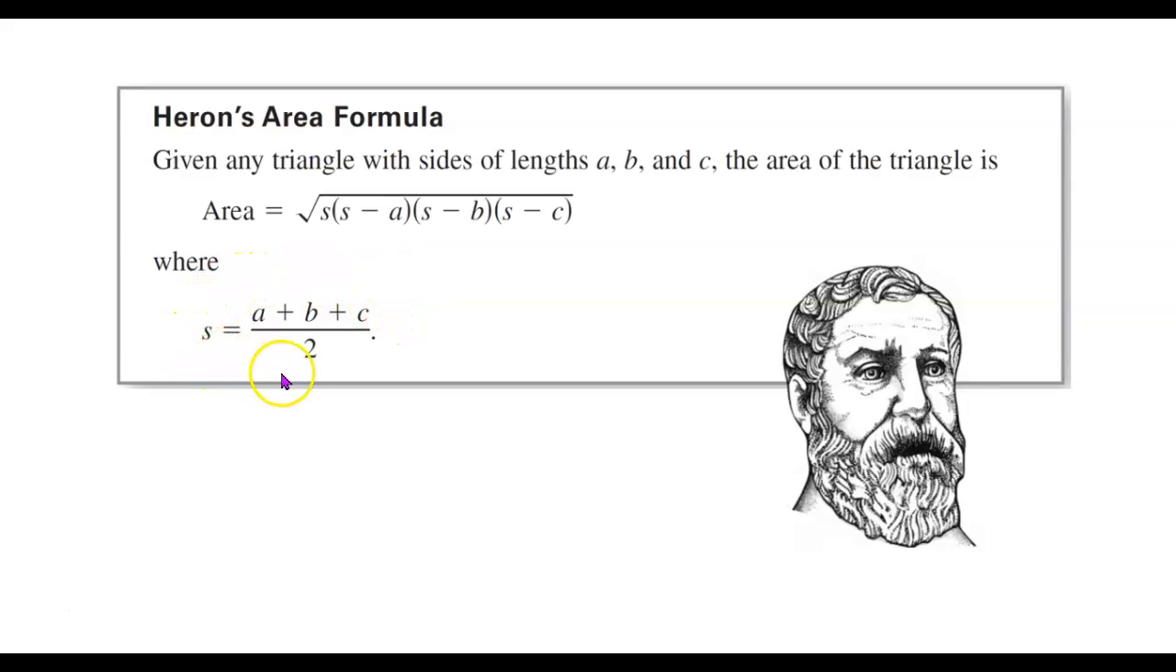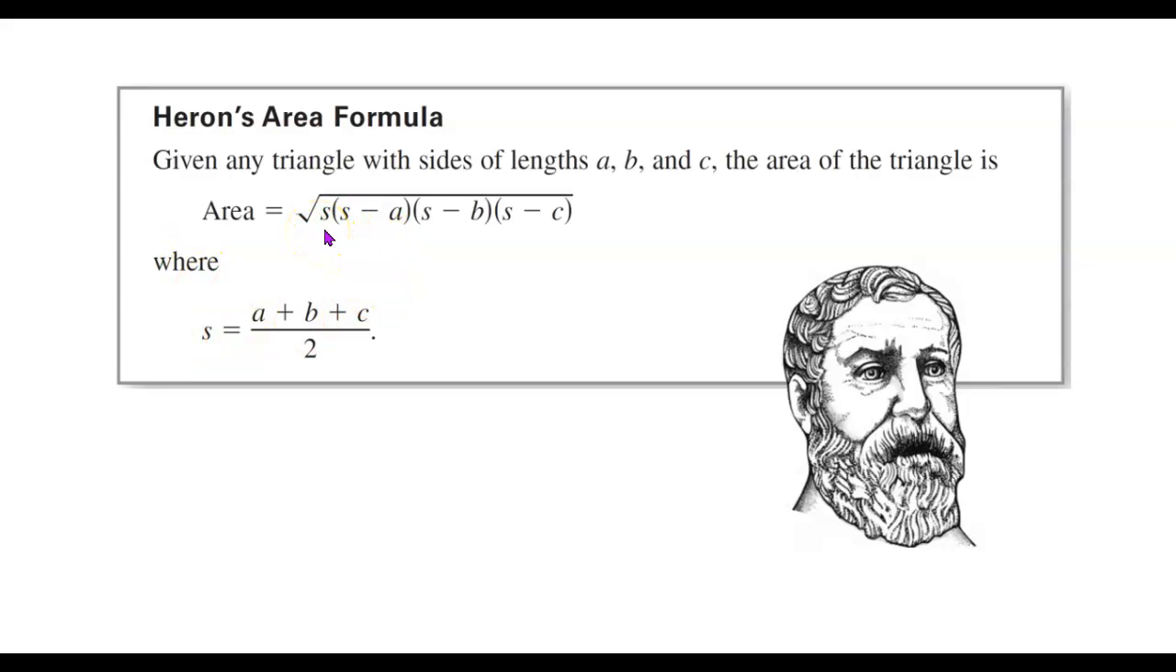Step 1, you calculate the semi-perimeter, A plus B plus C divided by 2. The perimeter would be all the way around the triangle, so it would be just the 3 sides added together. If you divide that by 2, you get the semi-perimeter, which is halfway around the triangle. So that's what S stands for.